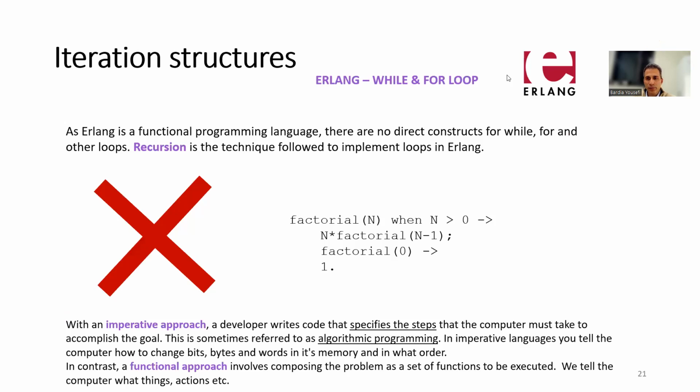Erlang, as a functional programming language, does not have while or for loops. Alternatively, we can use recursion, which I'm going to talk about in the next chapter, to implement the iteration. In general, functional programming languages have no loops because changing values is forbidden. Instead of assigning a new value to a local variable, we have to make the recursive call and pass the new value as an argument.